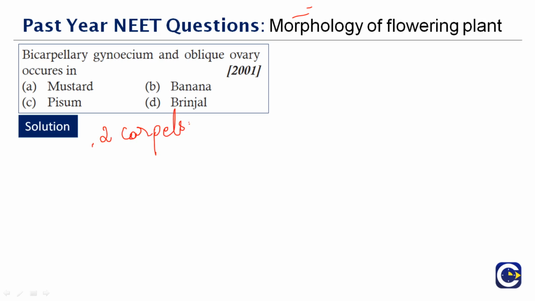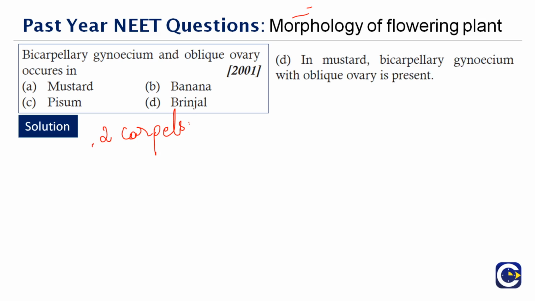Each bicarpellary pistil possesses two columnar stigmas. Then the ovary is well seated in the calyx, that is bicarpellary syncarpous. So you have many explanations for this. But bicarpellary gynoecium and oblique ovary occurs in mustard. In mustard, bicarpellary gynoecium with oblique ovary is present. Therefore, the right answer to this question is option A.